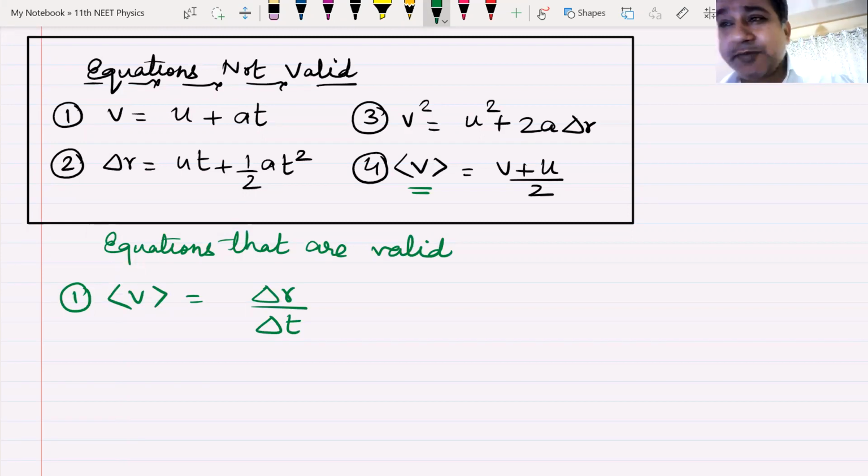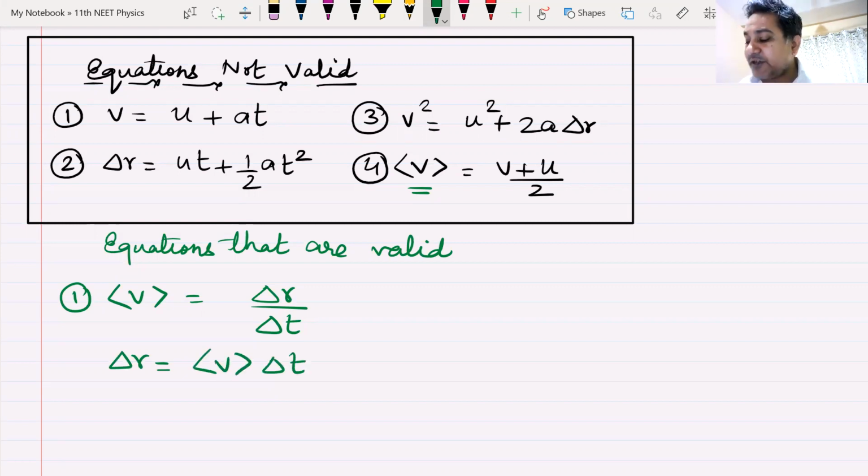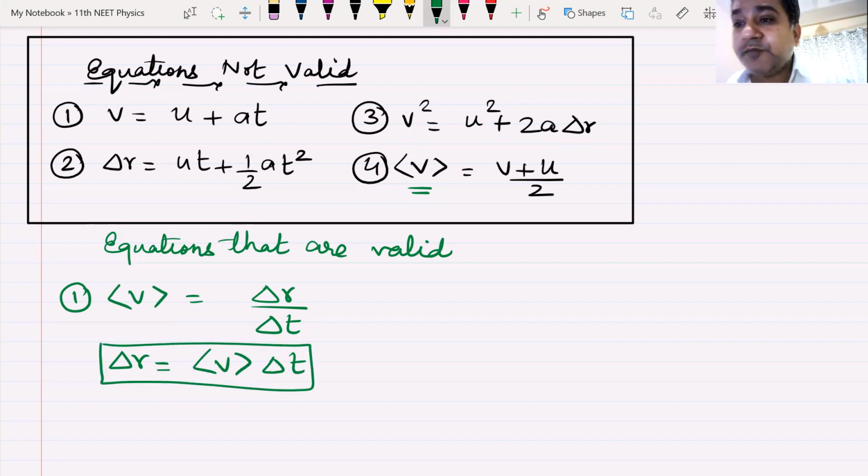This equation was a very basic equation that we had done for average velocity. Average velocity is total displacement divided by total time. This is the definition of average velocity. This equation remains same because it is not based on constant acceleration. It is the definition. Now I can write this equation in a different way. Total displacement can be written as average velocity multiplied by time. So I can write this equation in either the first form or the second form. The equation remains same.